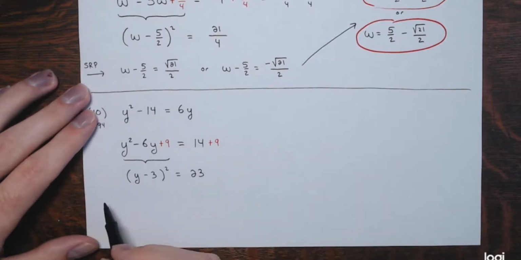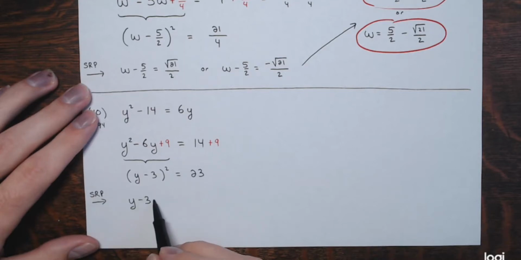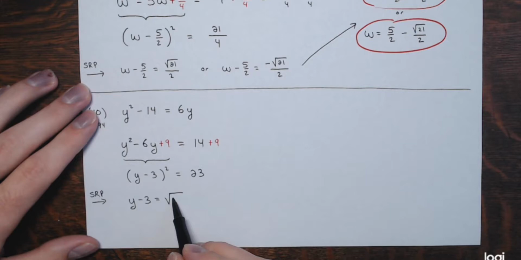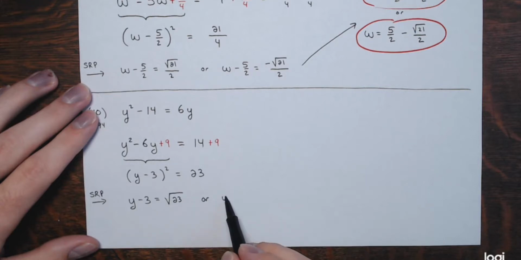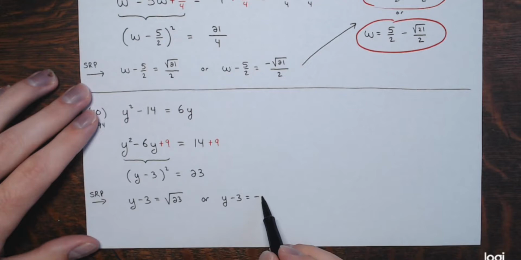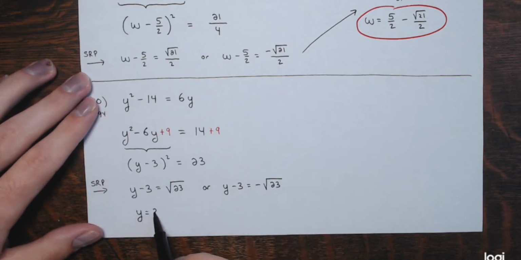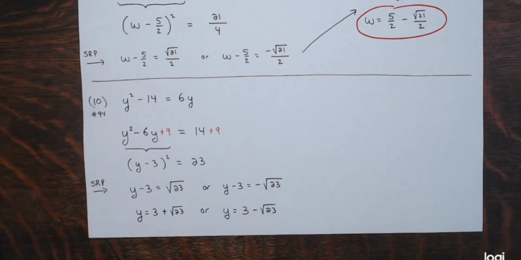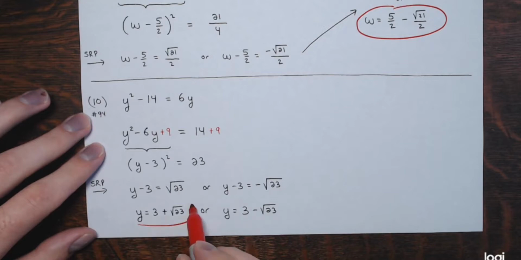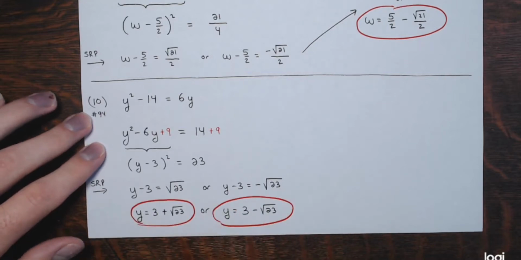Now I can apply the square root property. y minus 3 is either positive square root of 23 or its opposite, or y minus 3 equals negative square root of 23. And then solving each of these, I would simply add 3 to both sides. So y equals 3 plus the square root of 23, or y equals 3 minus the square root of 23. And both of those should work, and again, I leave it to you to check that these numbers are solutions, but they should be.